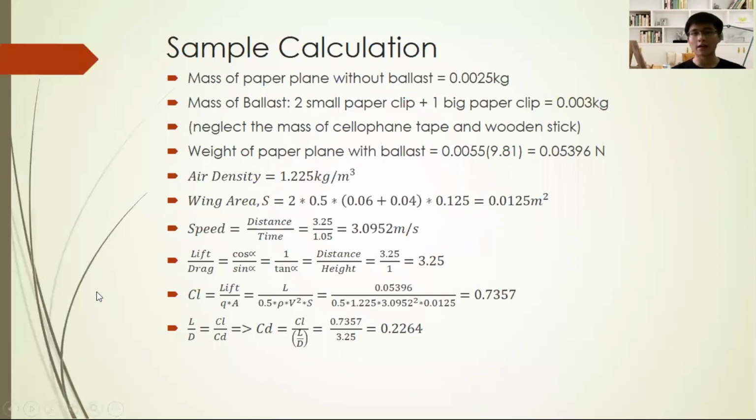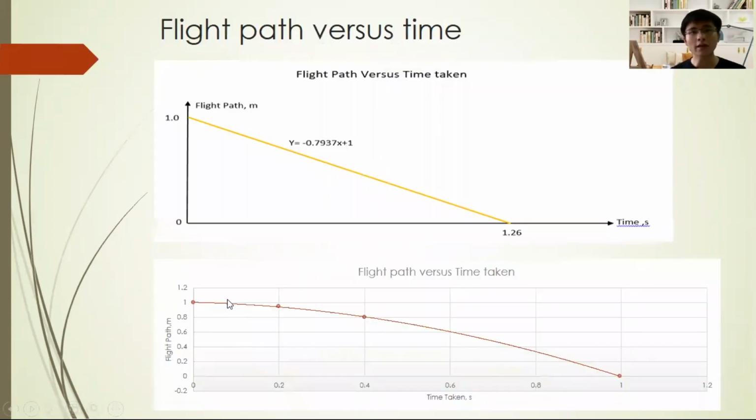And next, I did some calculation with the speed, which is using distance over time, and the lift to drag ratio, lift coefficient and drag coefficient. So here is the flight path of my paper plane. The top picture shows my paper plane without any weight added, and the below one is the paper plane with ballast. The top one shows that my graph is a linear graph, and the below one is like a parabolic graph.